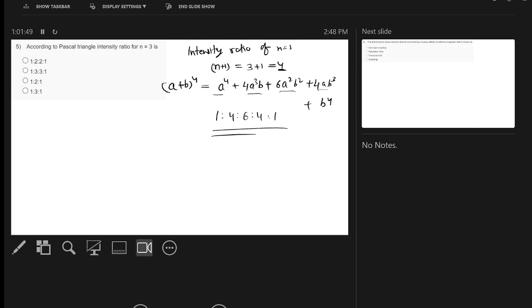So the Pascal triangle here is for n equal to 3. So the total number is 3. So you will write it as (a plus b) whole cube. So it's a cube, 3 a square b, then 3 a b square, and then b cube. So your coefficients are 1 3 3 1. So this is the correct option.